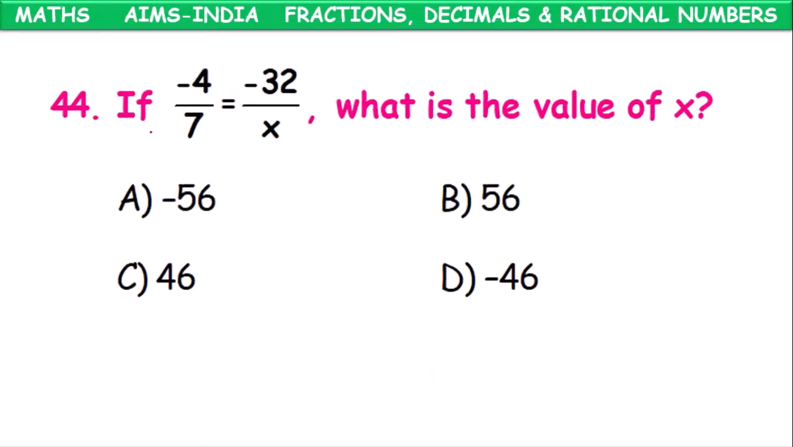Next. If minus 4 by 7 equals minus 32 by x, what is the value of x? Minus, minus cancel. x will go here, x equals, this 7 will come here, 32 into 7 by 4 will come down. 4 eights are 32, 8 sevens are 56. 56 is the correct option.